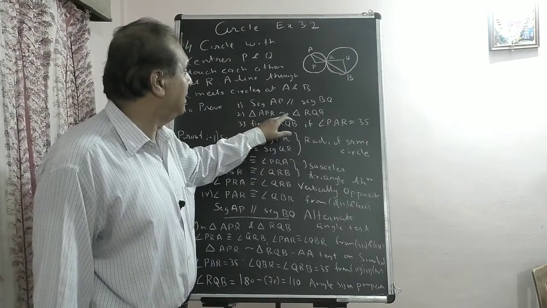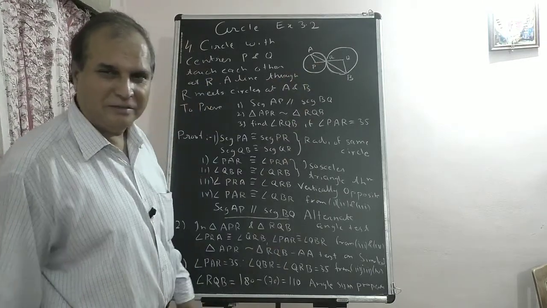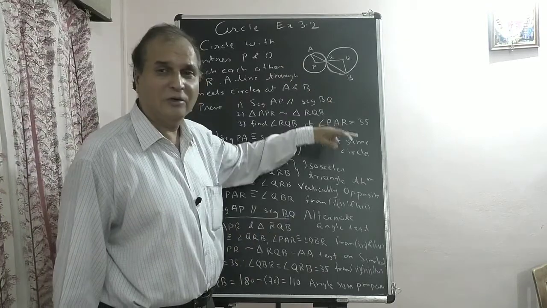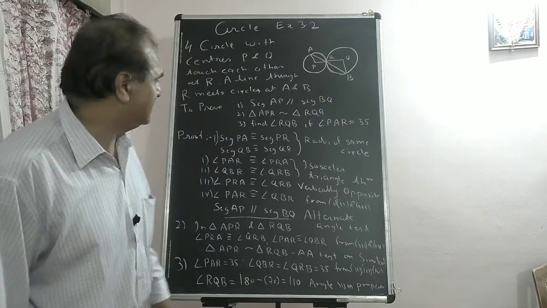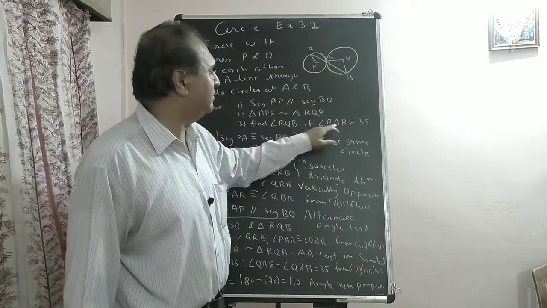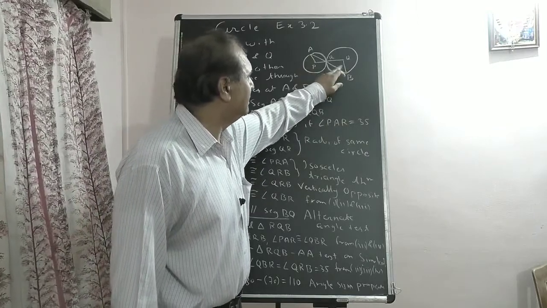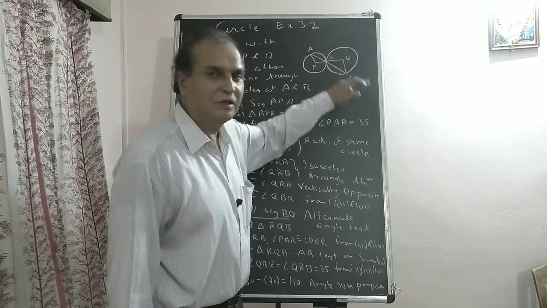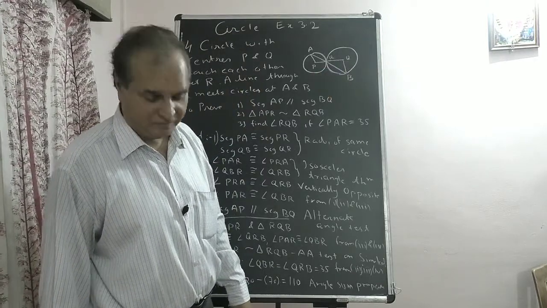Triangle APR is similar to triangle RQB. APR, RQB, by the AA test you can simply prove it, because all four angles are congruent. So this angle, this angle, this angle, this angle. Find angle RQB if PAR is 35. If this is 35, all the four are 35. 35, 35, 70. And so the remaining angle is 180 minus 70, 110 degrees.